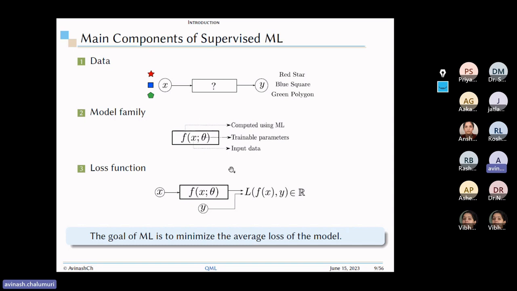Coming to the model's architecture or the model family, you'll be computing the function using the machine learning strategy, where you have some input data and you have trainable parameters. Based on that, your machine will compute a function which will learn the patterns from data. And the loss function is to penalize the learning, and it will try to find out what is correct and what is wrong, and based on that, your model will be trained, with simple backpropagation and all these things.